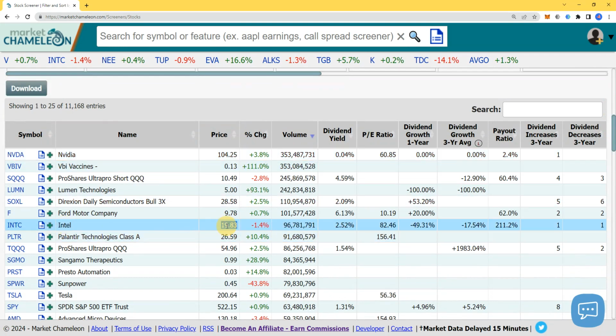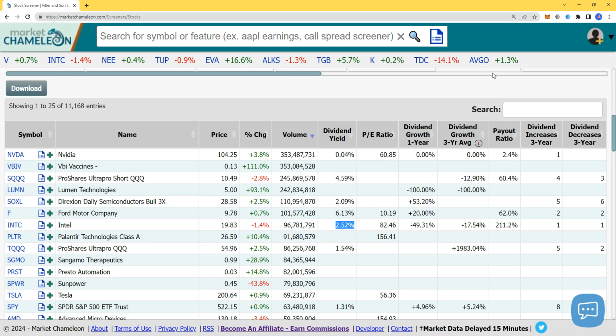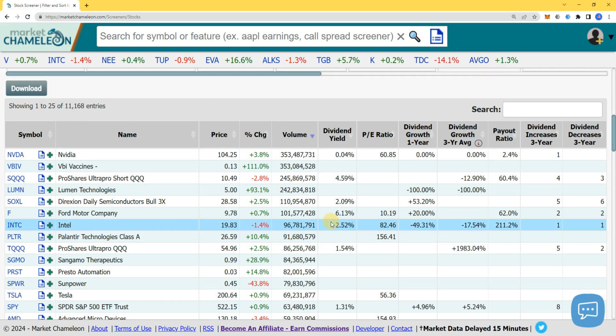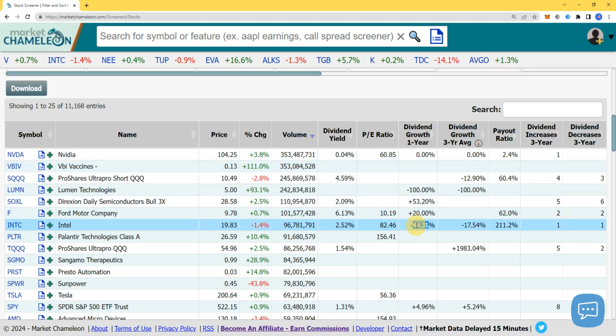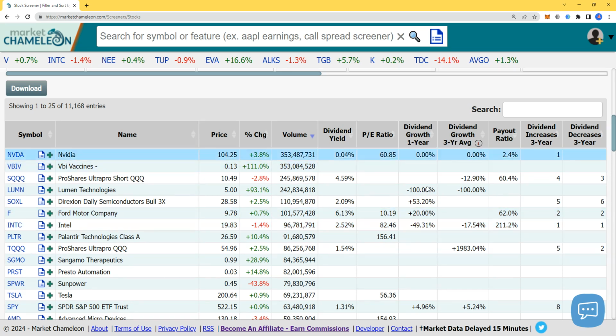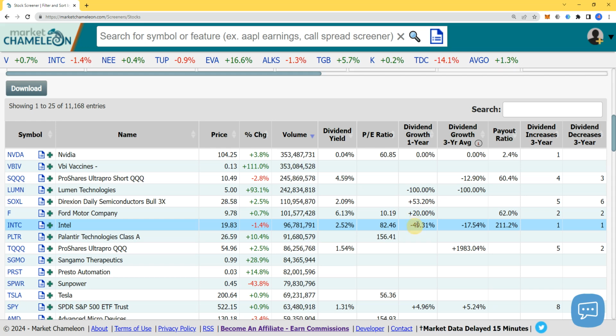Intel right here, price today down to 20 bucks. It was 30-something like a week ago, which is crazy. Super high volume. Now this dividend, they just announced on the earnings a few days ago that they are cutting the dividend. So this dividend doesn't exist. This was in the past. But you can see here, first of all, dividend growth over 1 year: in the last year we're down 50%, negative 50%. And so that's one red flag, as they say.